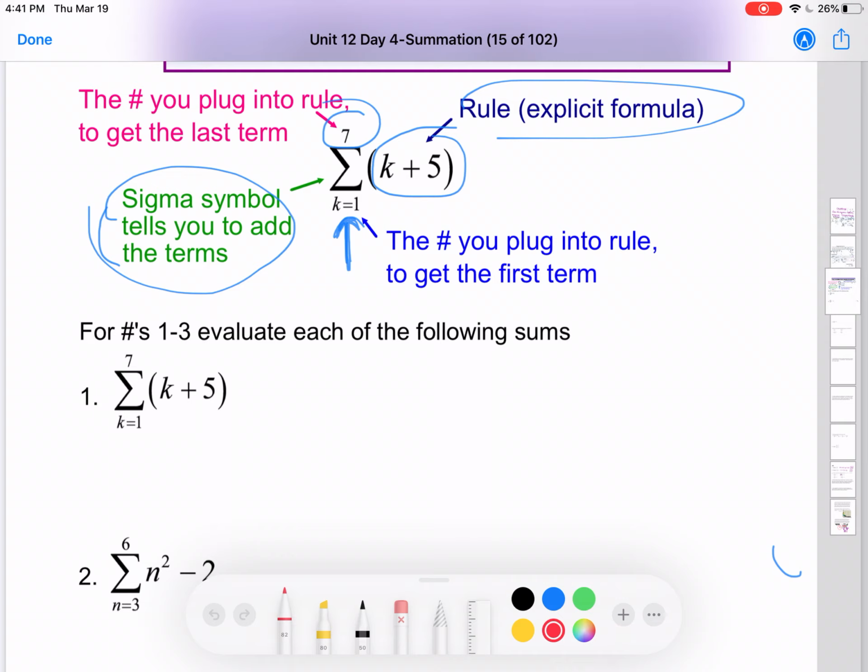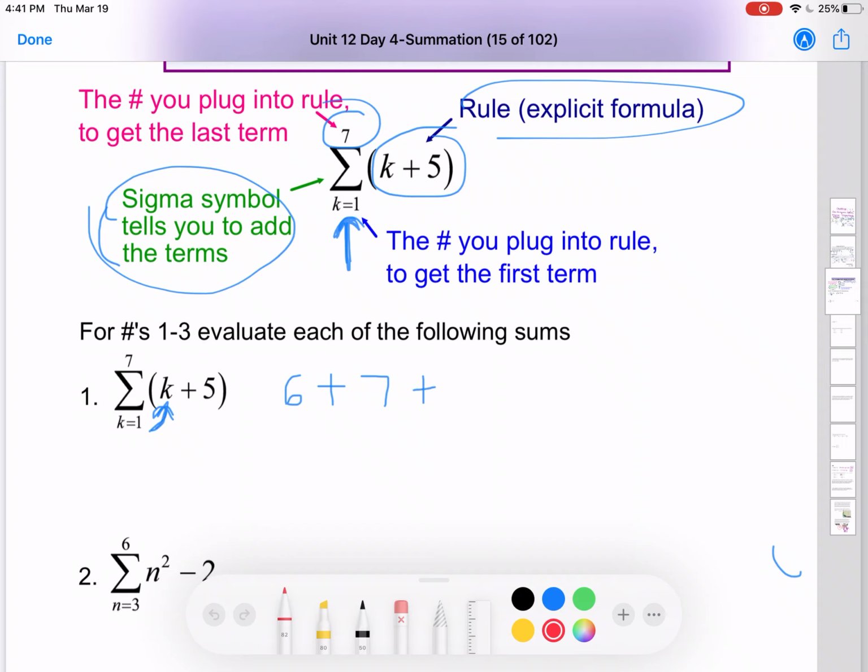Now, sigma tells me that I have to add the numbers in the sequence. So first let's create the sequence, and then we'll add them up. I take the number 1 and I replace it in. So 1 plus 5 is 6. Now I'm going to use a plus sign between them because that's what sigma tells me to do, to add the numbers in the sequence. The next number that comes after 1 is 2, so I'm going to put 2 in now for k. So 2 plus 5 is 7.